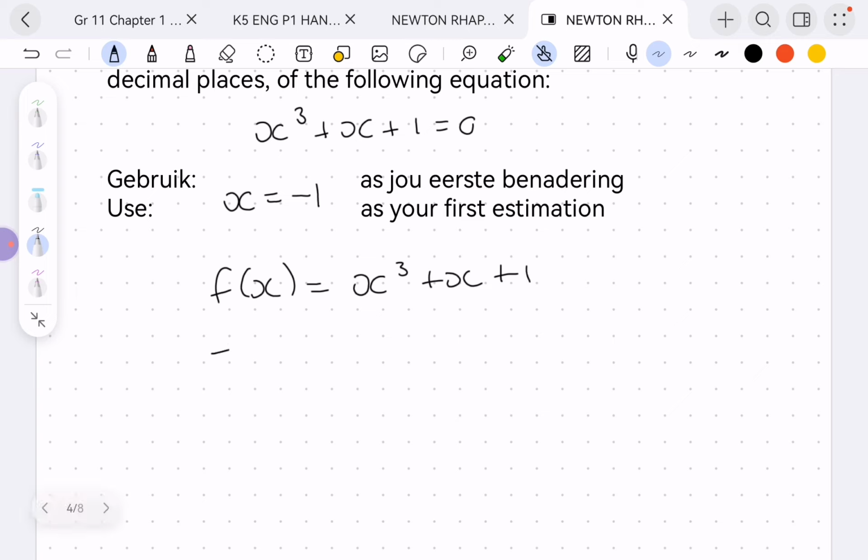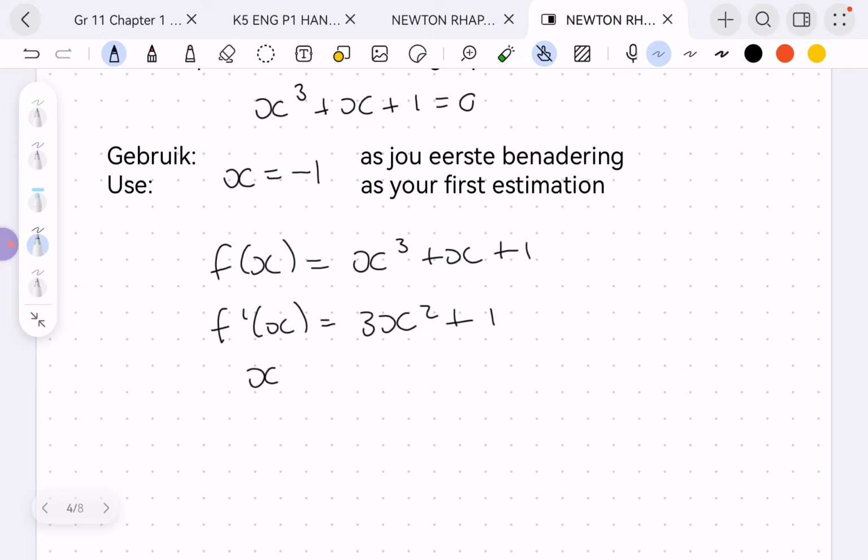Our function is x to the power 3 plus x plus 1. We also need our first derivative. Our first derivative is going to be 3x squared plus 1. We also need our first estimation.